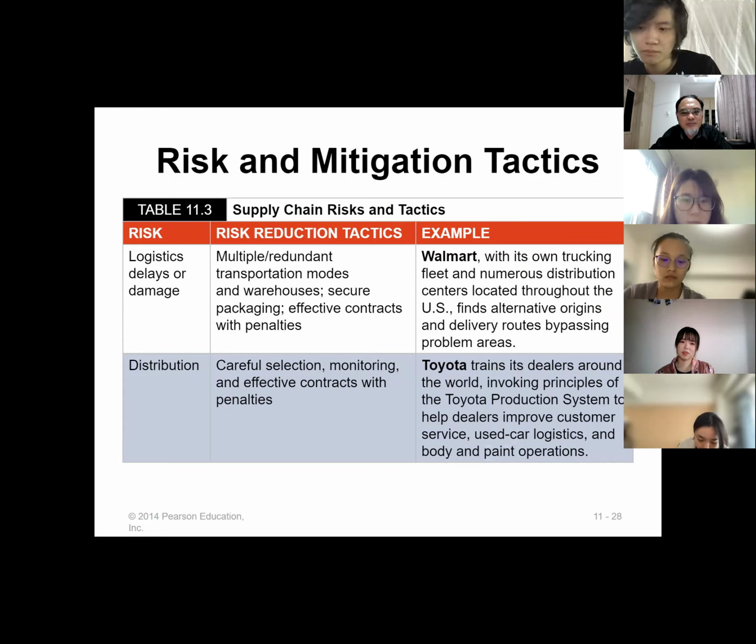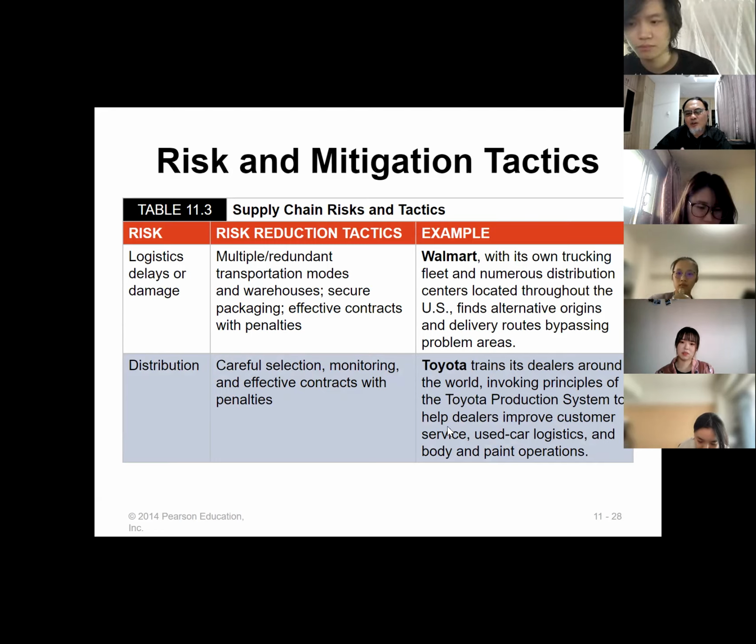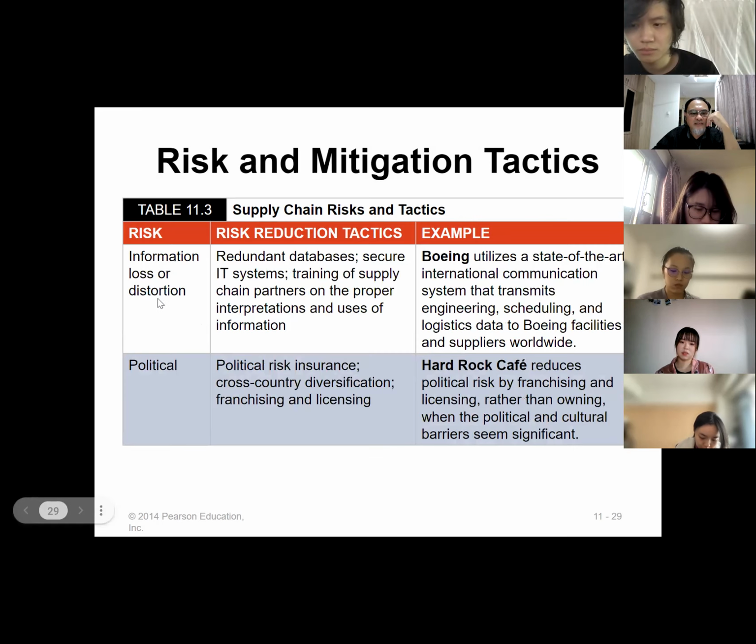Distribution: careful selection, monitoring, and effective contracts with penalties. Toyota trains dealers around the world using TPS. That's the only company that actually works with dealers to improve customer service and so on. So there are different kinds of risks, and you need some risk reduction tactics. What else? Information loss or distortion. You need a redundant database.